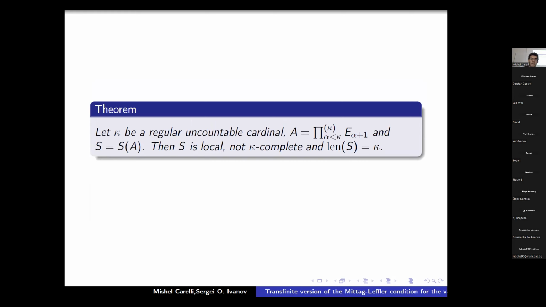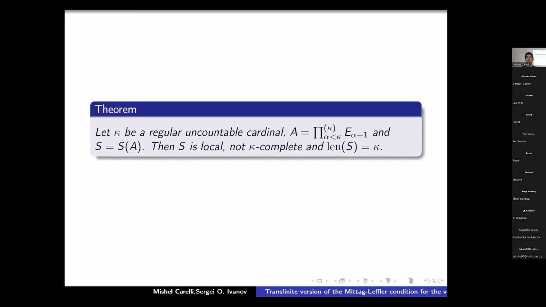Okay, and hence we have the following theorem. If we take K a regular uncountable cardinal, and take the K-supported product of E alpha plus 1, where E alpha plus 1 we defined before, I can remind you that for E alpha plus 1, the sequence has length alpha and is local. Then if we take the sequence derived by this group, S, this sequence would be local, but not K-complete, and the length of this S would be K.